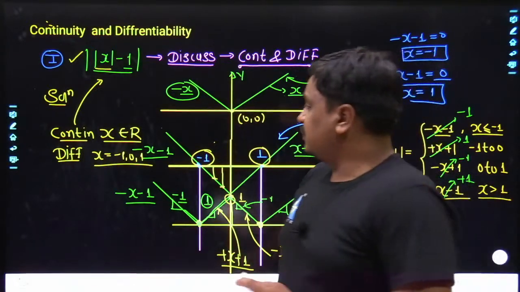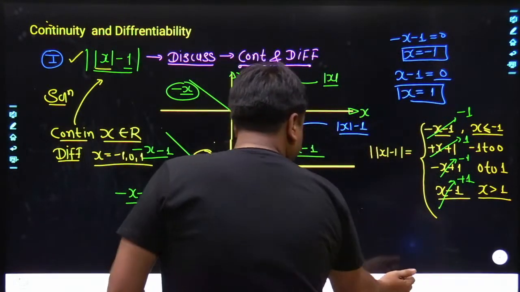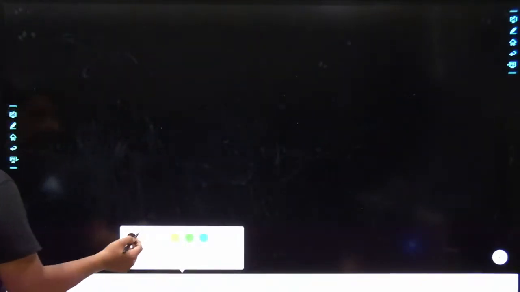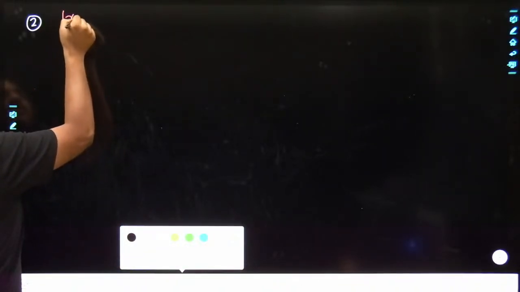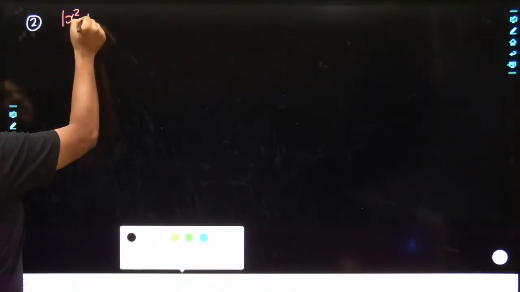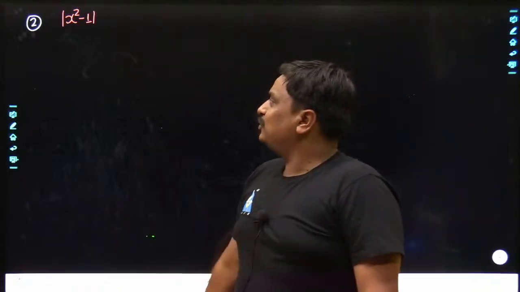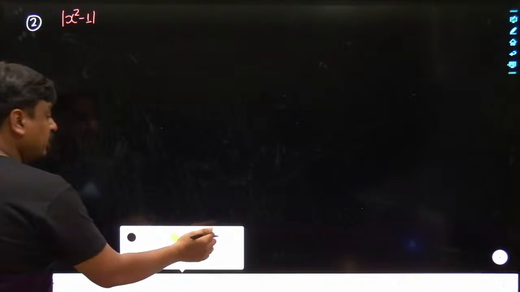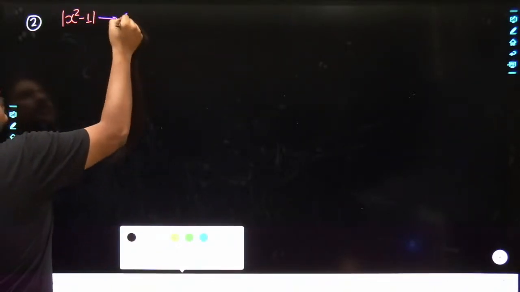In the same sequence, let me go ahead with the next question. It had been the second problem of the day. Again discuss about the continuity as well as the differentiability of an absolute function. Earlier it was mod of x minus 1, now it has been changed to the mod of x square minus 1. Discuss about its continuity as well as differentiability.